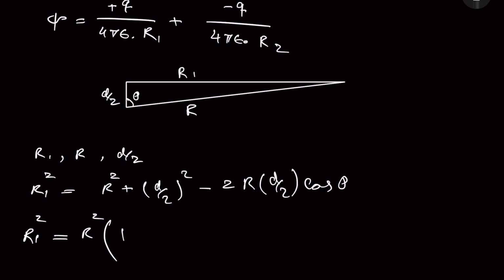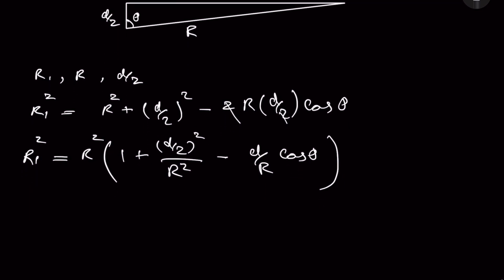And then this becomes 1 plus d² over R², minus, now these twos are cancelled, so it becomes d over R cosine of theta. All right.